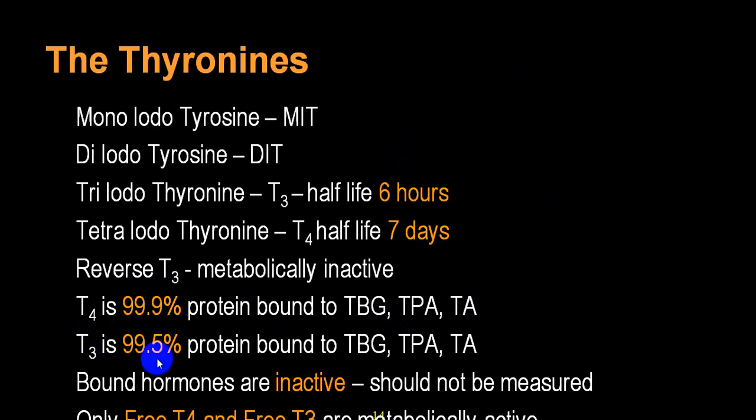While for T3, 99.5% is bound to TBG, TBPA, and albumin. So indirectly the active form of T3 is only 0.5%. Bound hormones are inactive and should not be measured. Only free T4 and free T3 are metabolically active. But T4 has to be converted into T3, and then it will be active and act on all the different peripheral tissues. So only 0.5% of T3 is active, and as far as T4 is concerned, only 0.1% is active.